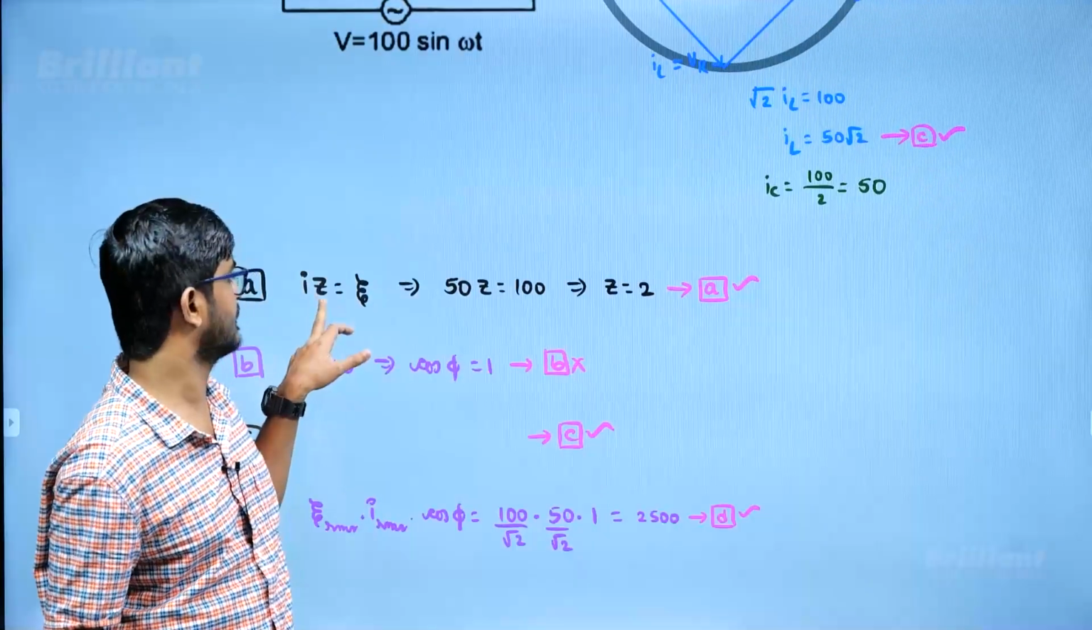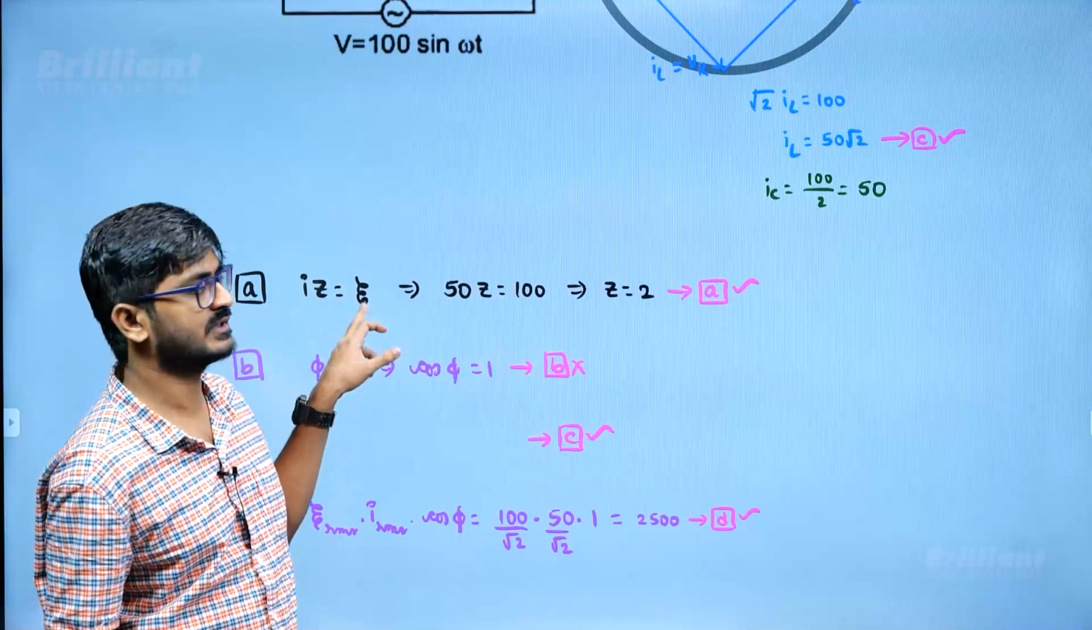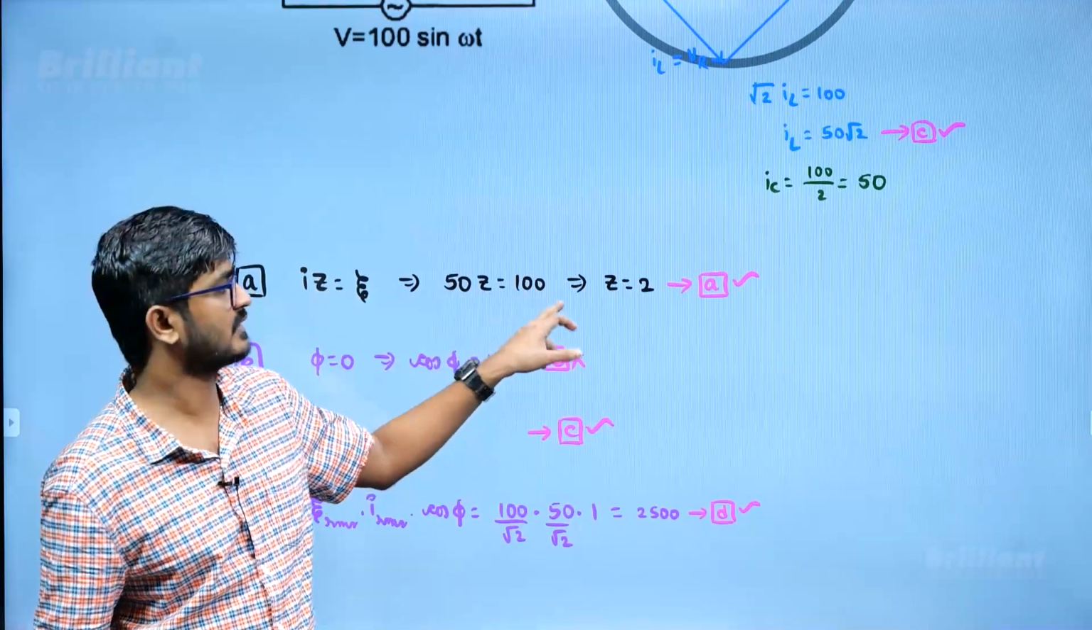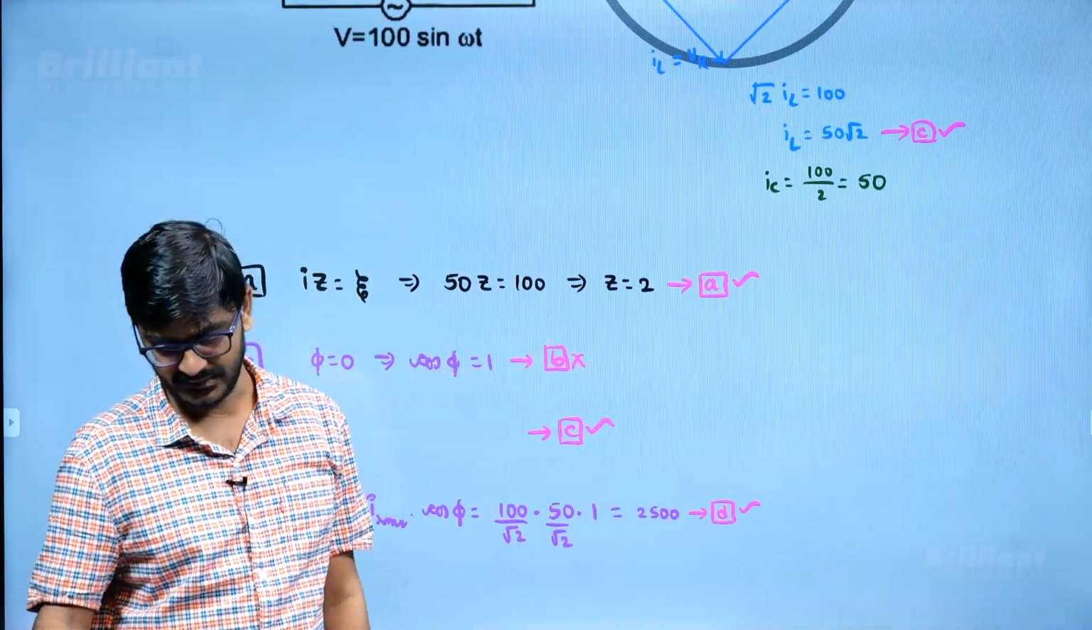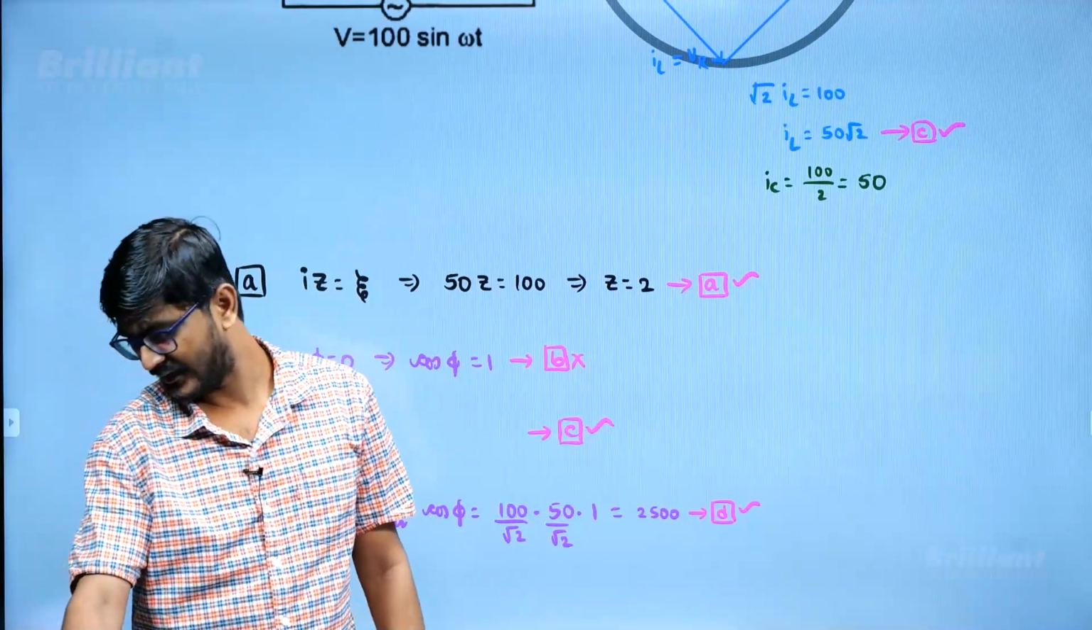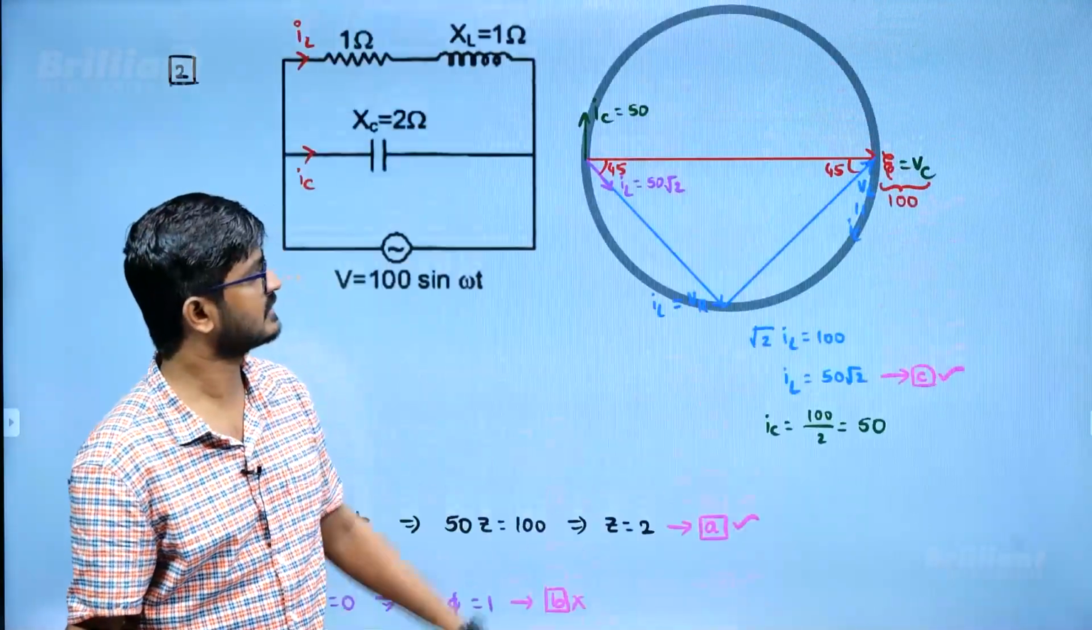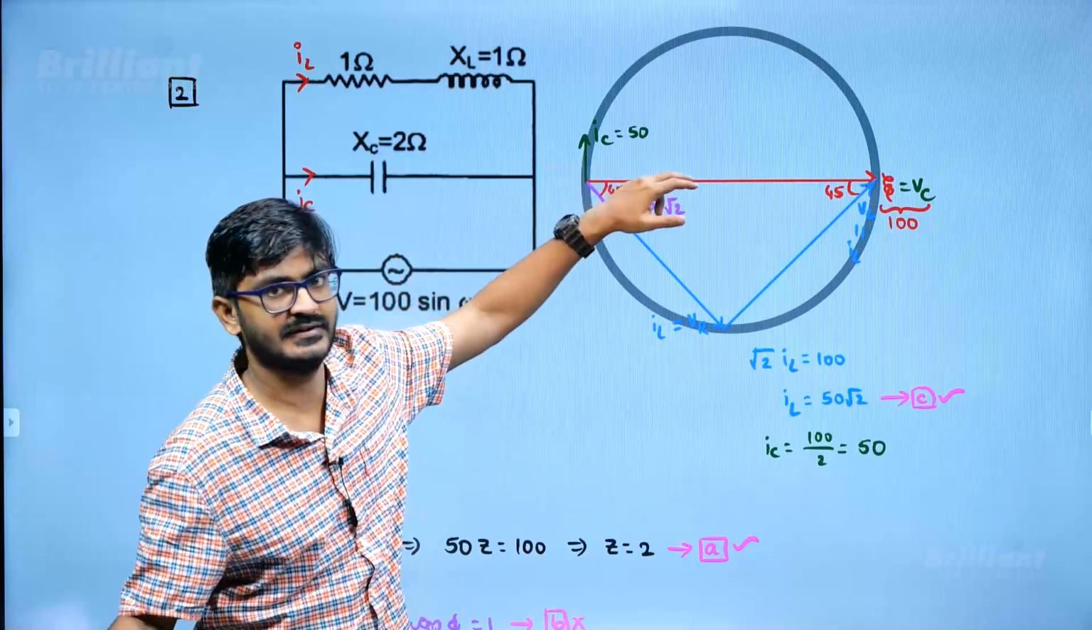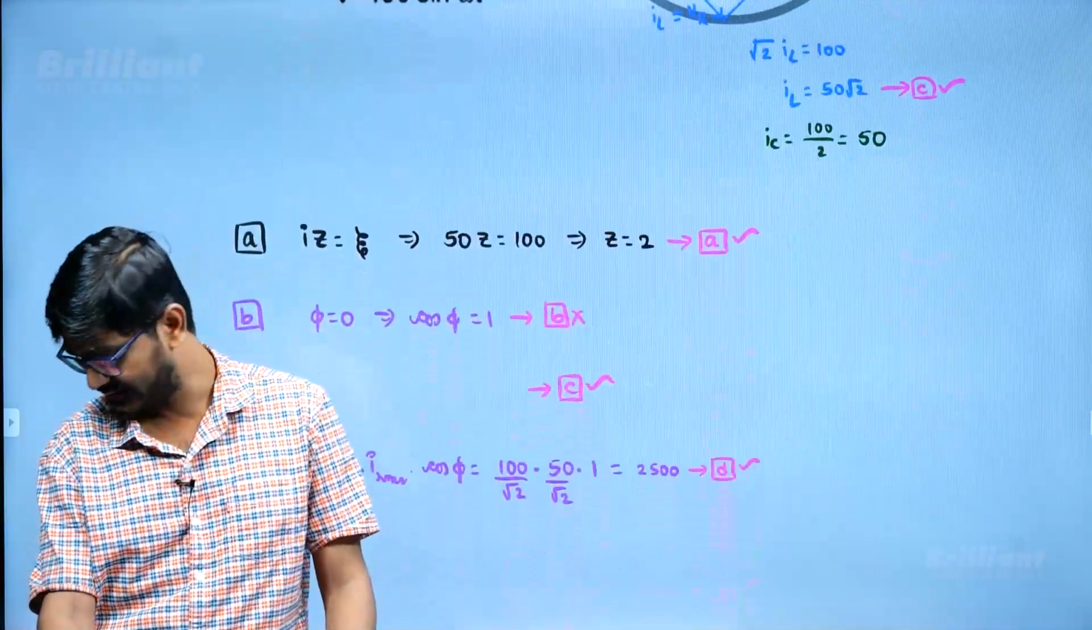So maximum current into Z equals maximum source voltage, that is 50 into Z equals 100. So from that Z is 2. Impedance is 2, option A is correct. Power factor is 1 by root 2? No, it is wrong, because the net current is in phase with the source voltage. So power factor is 1.